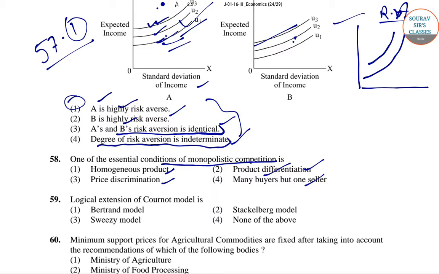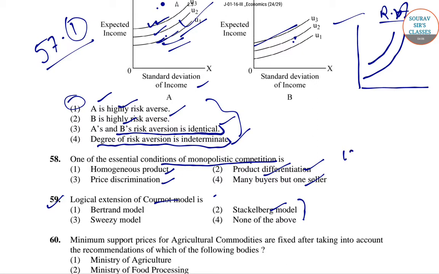Now we'll go to the next question, which is question number 59. In question number 59 it is given, logical extension of Cournot model is given by, four options are given, out of which we know the logical extension of the Cournot model is given by the Stackelberg model. A German economist developed his leadership model of duopoly in 1930.